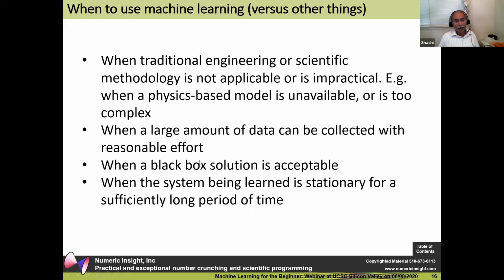Now, you can also use machine learning when the system being learned is stationary for a sufficiently long period of time. There's not a serious constraint, but it is easiest to apply machine learning when you have a stable system which is not changing all the time. If you have a system which is slowly changing, you can still use machine learning. In fact, that's called online learning, where the machine learning solution can track the changes in the system and constantly keep retuning itself. That's possible as well.